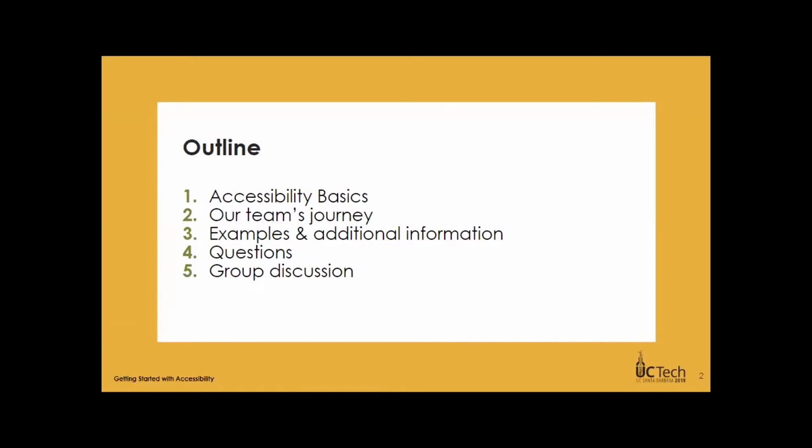So this is the outline. I'm going to start off with some accessibility basics. I want the talk to be a little bit interactive, so I want to see where everyone here is at, and then I'll go over some of the basics. Then I'll go over the journey we went through on our team to get started with accessibility. Then I have some examples and additional information, and then there's time for questions and a group discussion about where you are at or what you want to be doing on your teams at the end.